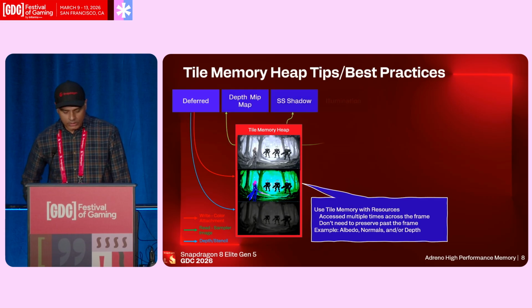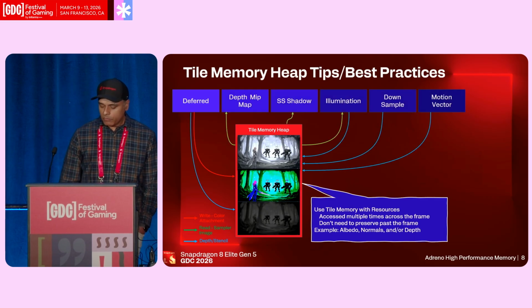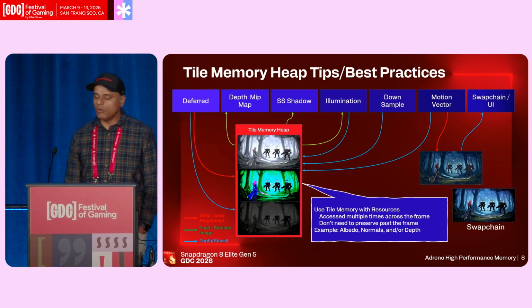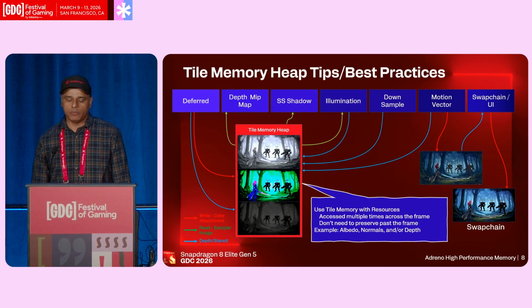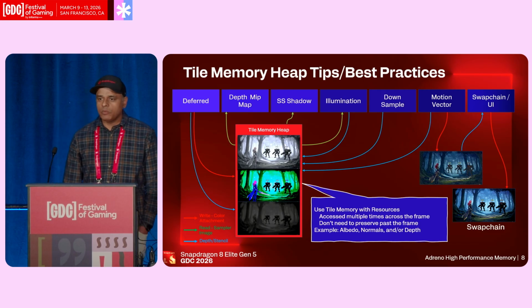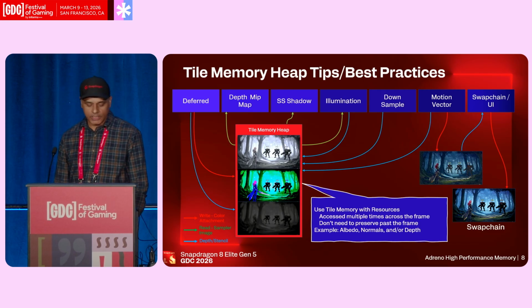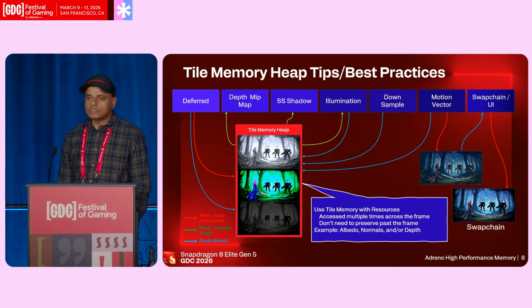Okay, so moving on, we covered all the API mechanics. So how can you choose what resources go into the tile memory heap? The best candidates to put in the tile memory heap are the resources that are used multiple times within a frame and can be discarded at the end of the frame. The classic example is the G-buffer surfaces, like shown here, like albedo, normals, and depth. Those are used multiple times within the frame and can be discarded at the end of the frame.